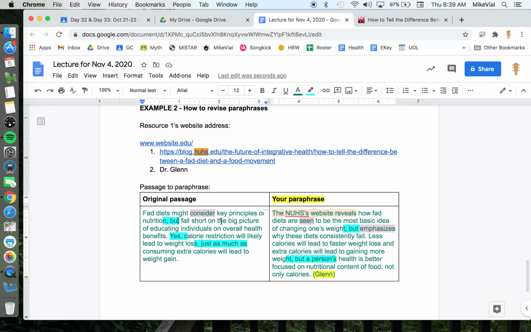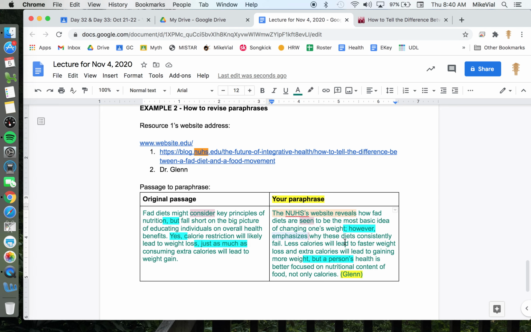They put but fall short on the big picture, and I put but emphasizes why these diets consistently fail. I've written my own idea as well, but I think I need to find a new way to say it. So I'm going to use however. And that's actually what the student did in her example. She used the semicolon, however, switching out the but, and it was a perfect way to do it. Down here, the just as much and the yes, you'll notice I changed this with my own syntax structure, so I've done that well there in blue.